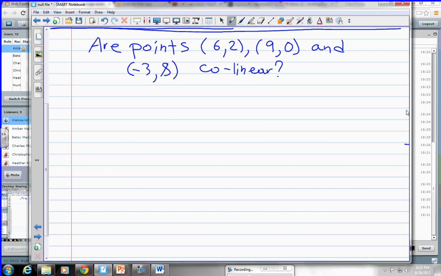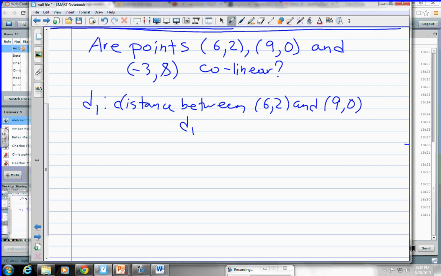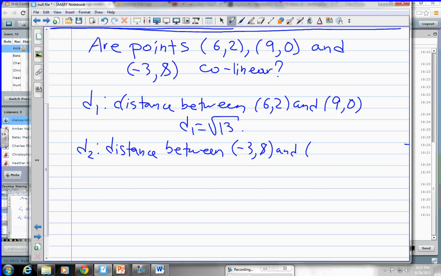So anyways, we already computed, let's call this distance 1, which is the distance between 6, 2 and 9, 0, and we got d1 equal to the square root of 13. So we did that before. Okay? Well, let me call d2 the distance between negative 3, 8 and 6, 2.